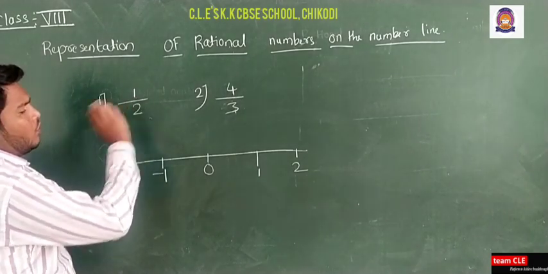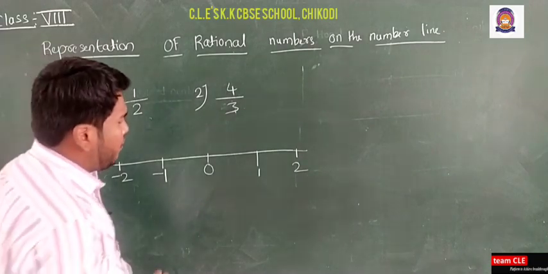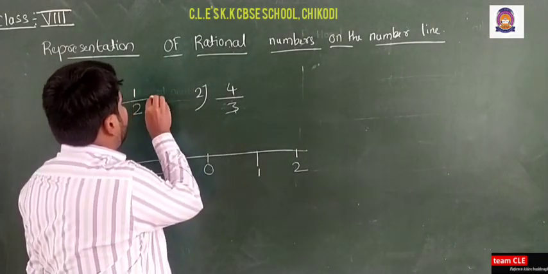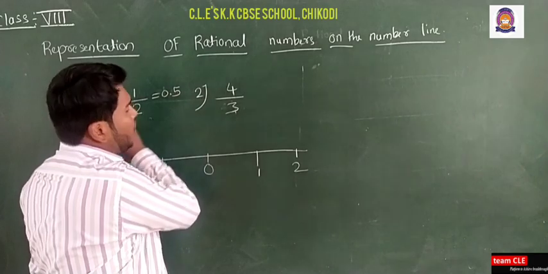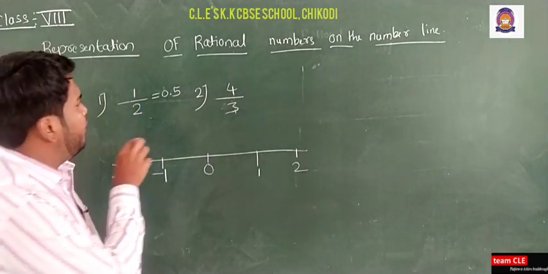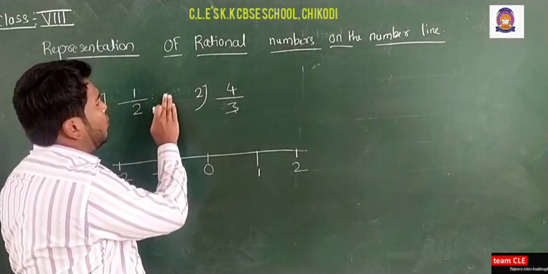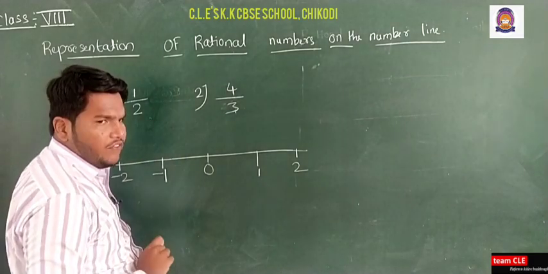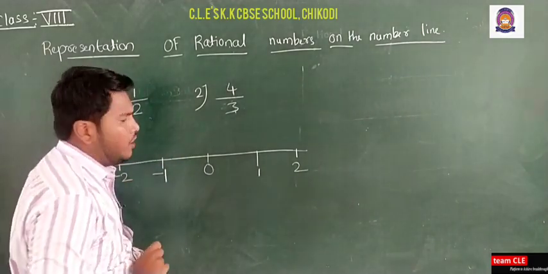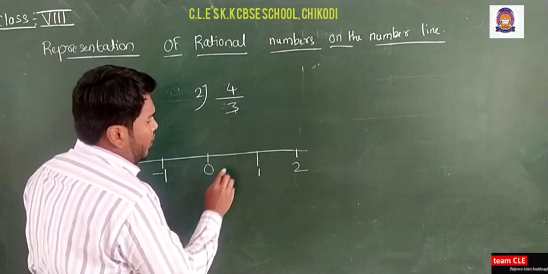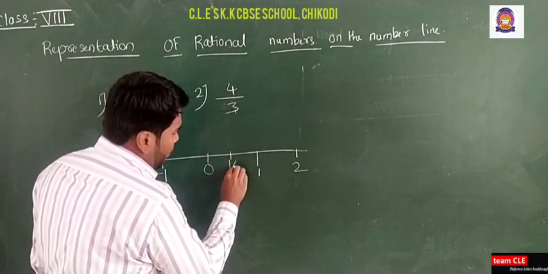Okay, so I want to go through 1 by 2. You know that 1 by 2 is already 0.5. But I don't want to plot in the form of decimals. I want to plot in the form of rational numbers. So in between 0 and 1, I will choose 1 by 2.